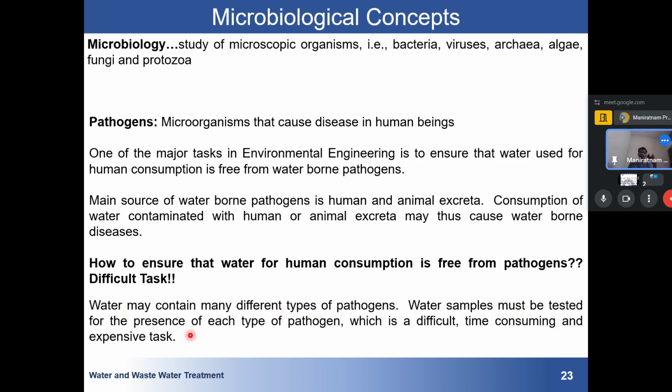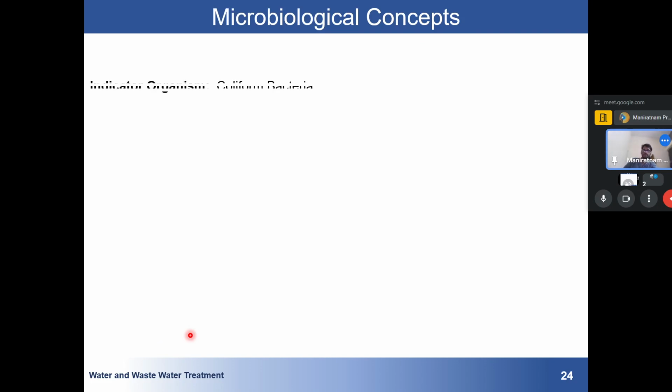So there are different kinds of pathogens, and we cannot test for all of them because that would require too much time and too much money. For a single amount of water, you cannot spend this much. That would make your water treatment very expensive. So we have to develop some method that can indirectly say that your water is contaminated. Okay, so people have developed some methods, and I will be discussing them one by one.